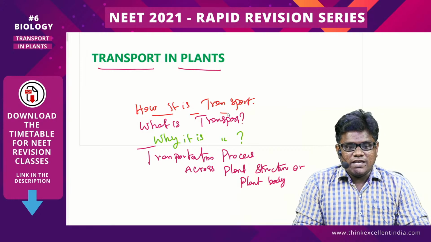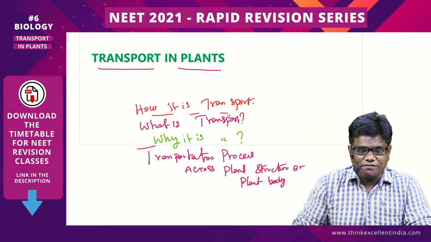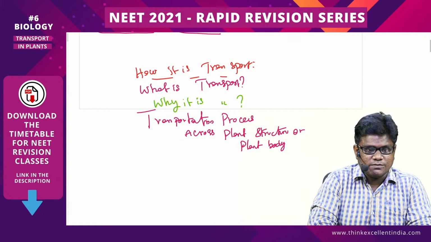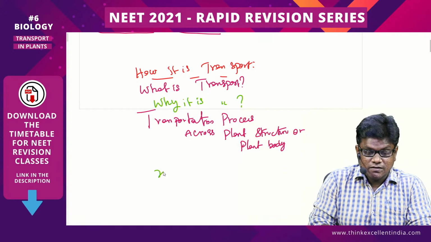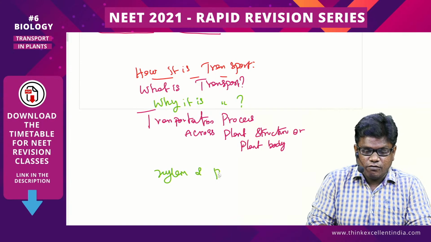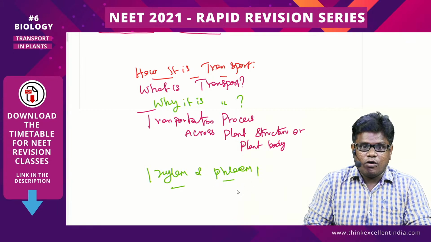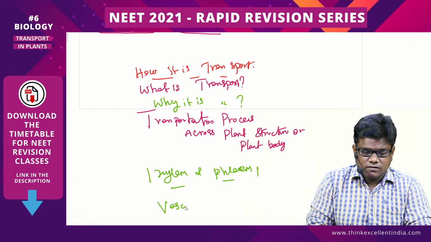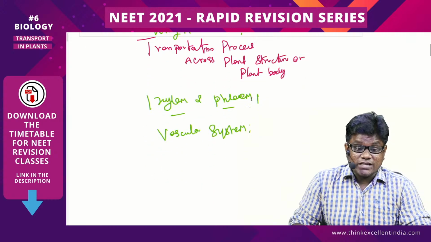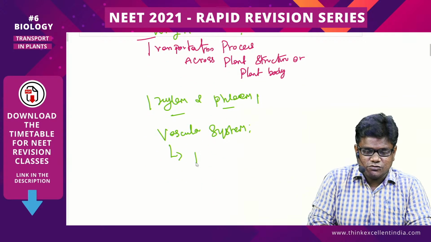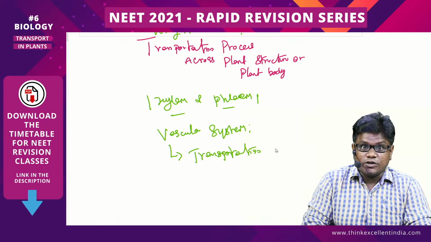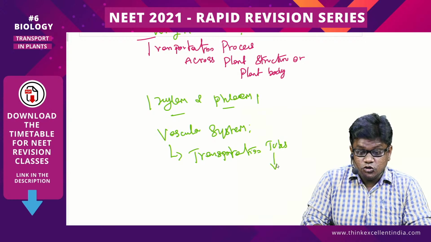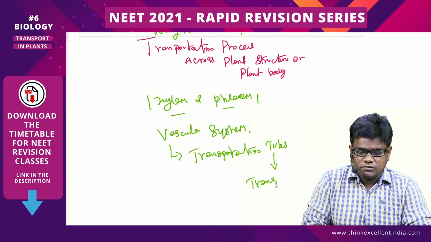In the plant system there are types of cells and tissues which do the transportation process. That is nothing but xylem and phloem. This xylem and phloem are collectively called the vascular system. This vascular system is acting as transportation tubes, the tubes which do the transport process.